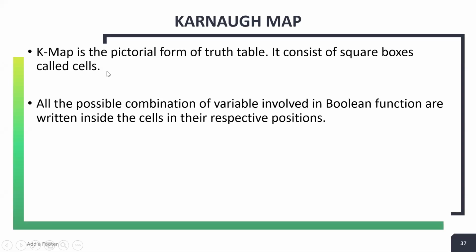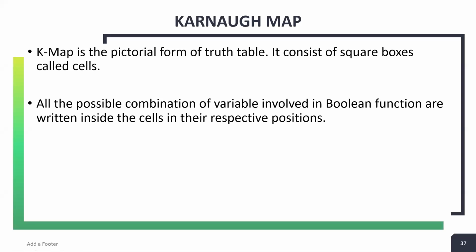Karnaugh map is a pictorial form of a truth table. It consists of square boxes called cells. It is very difficult for us to manage the values in truth tables, so we convert the truth table into a pictorial, tabular form. This is known as the K-map.